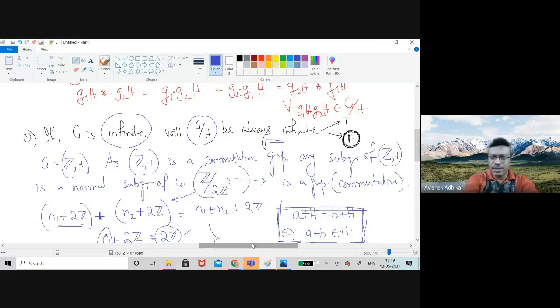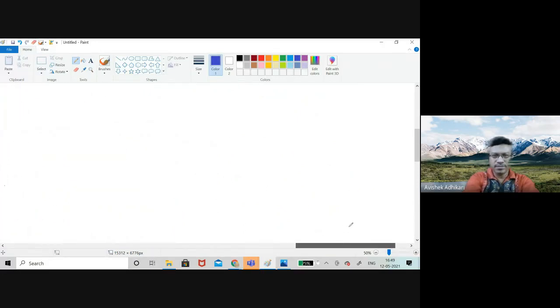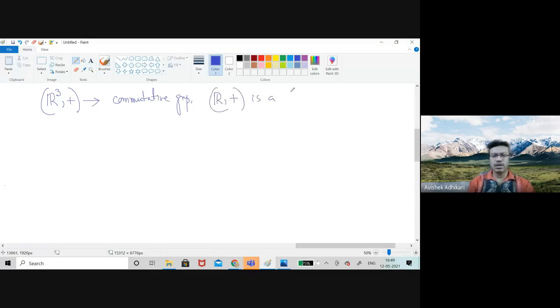Okay, the last thing today I'm going to do is again very exotic. So R3, you all know, the three-dimensional space with respect to addition is a group. So it's a commutative group. So any subgroup is a normal subgroup of G. So R plus is a normal subgroup of R3 plus, right?